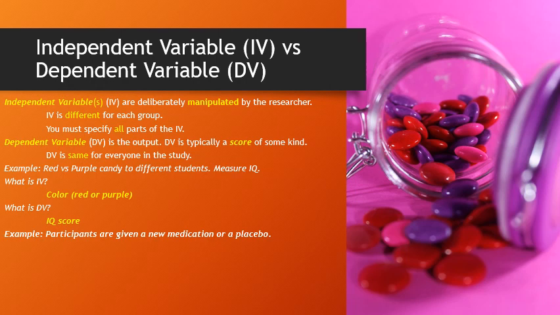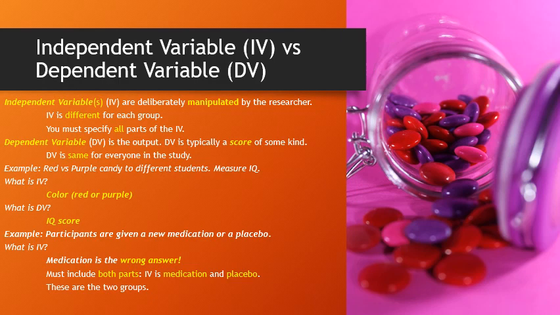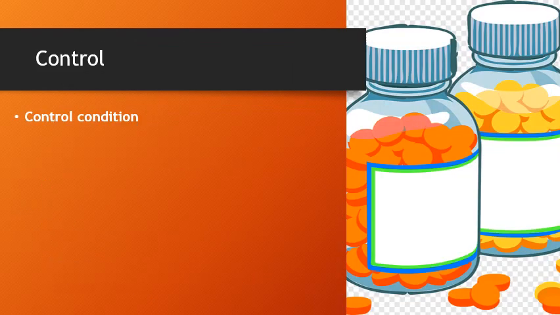Here's another example. Participants are given a new medication or they're given a placebo, which really doesn't have any medicine in it. It's like a sugar pill. What's the independent variable for this study? Well, medication would be the wrong answer because only half the people in the study are given the medication. Some are given the placebo. You have to include both parts. So the independent variable here is the medication and the placebo. These are the two groups.